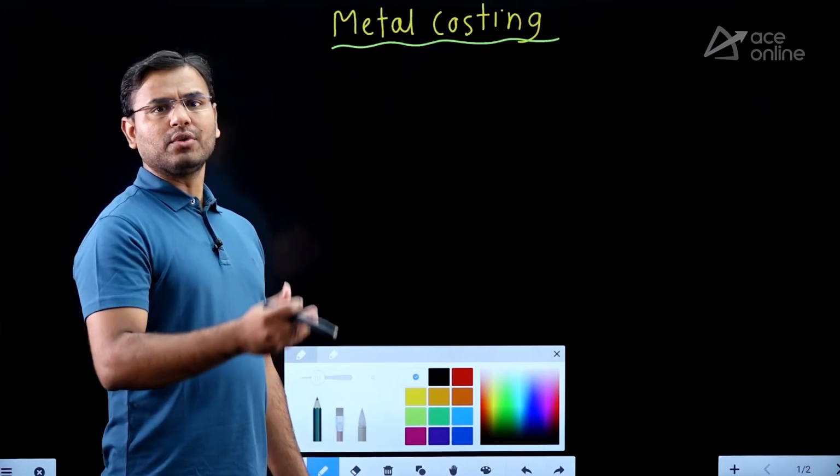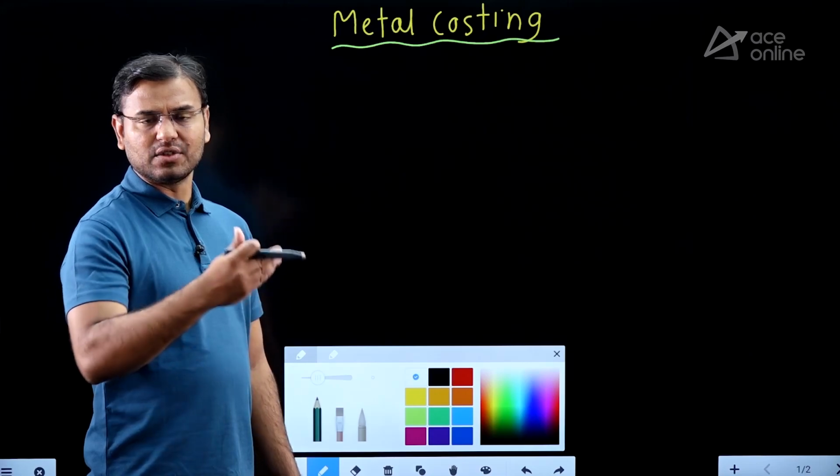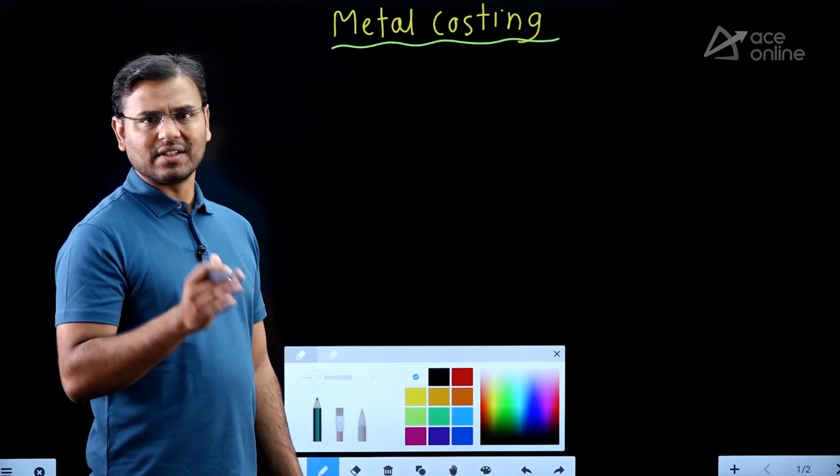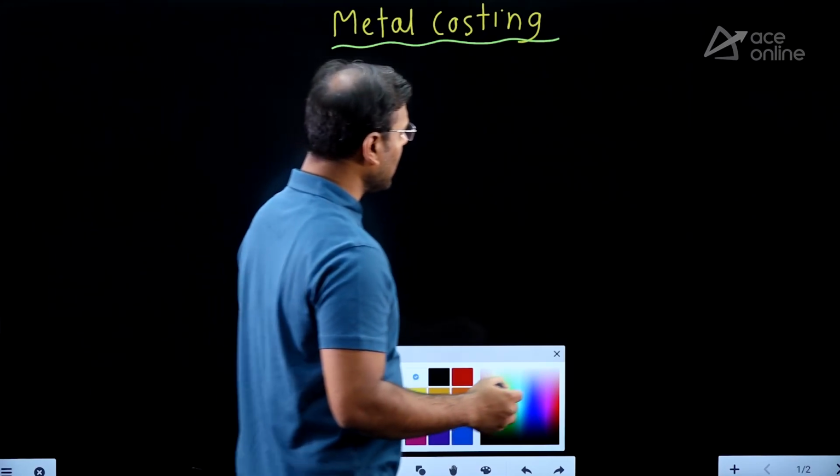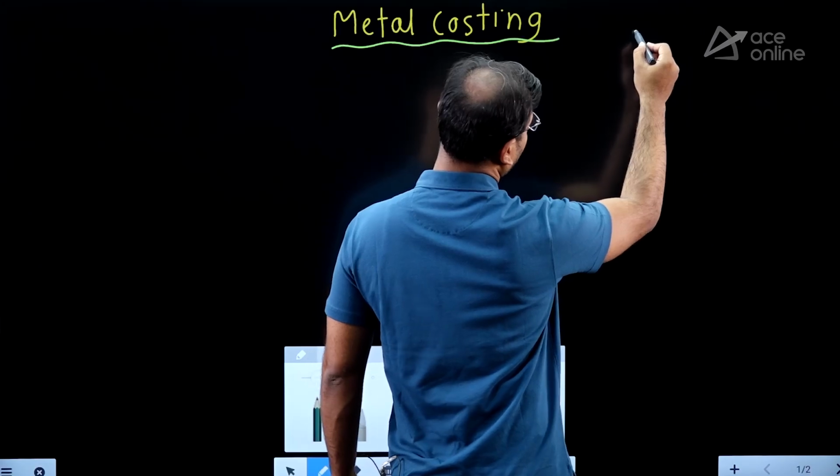firstly we are going to discuss shrinkage. There are two types of shrinkage, liquid shrinkage and solid shrinkage, and for that I am drawing this graph.